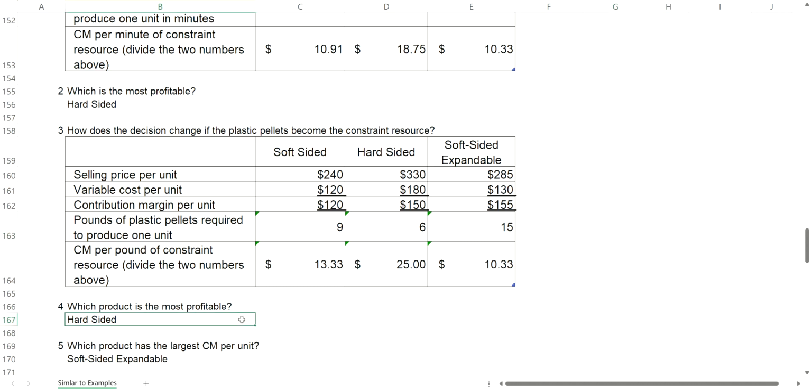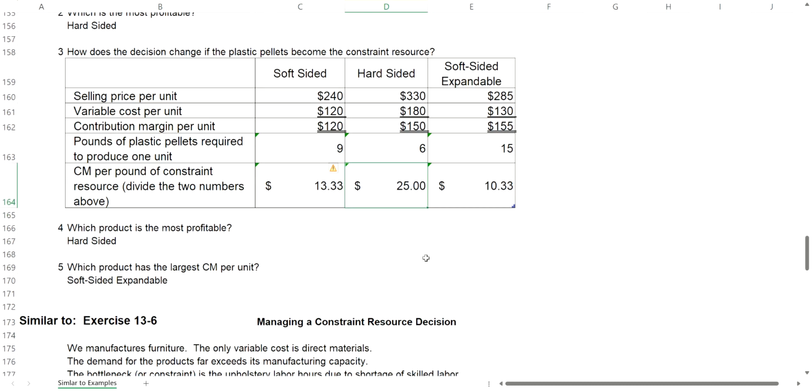So in this case, which one is the most profitable? Again, it is the hard-sided because the hard-sided has the highest contribution margin per pound. Which product has the largest contribution margin per unit? Well, if you look up here, it's actually the soft-sided at $155. Oh, sorry, I should clarify, the soft-sided expandable at $155.